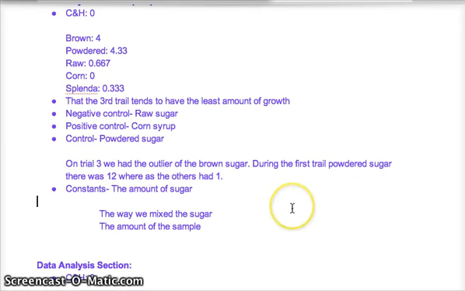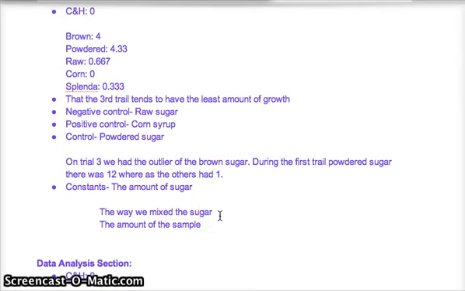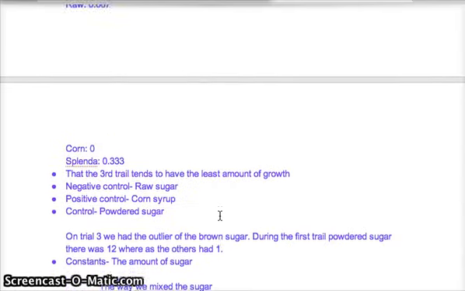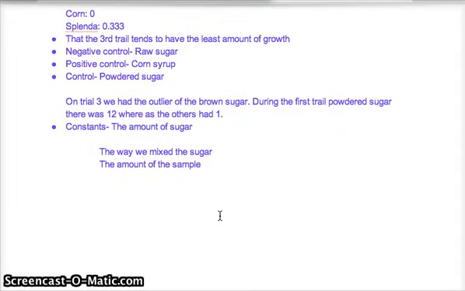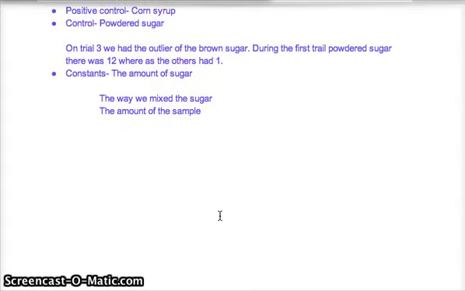So our constants were the amount of water we had, the way we mixed the sugar, and the amount of the sample we put on our plate. So this is basically it. And so from this experiment, we can conclude that the amount of calories in sugar does not affect the amount of growth in bacteria.